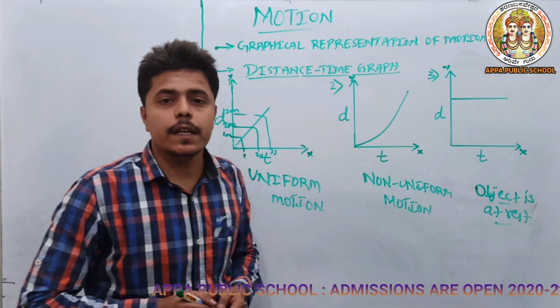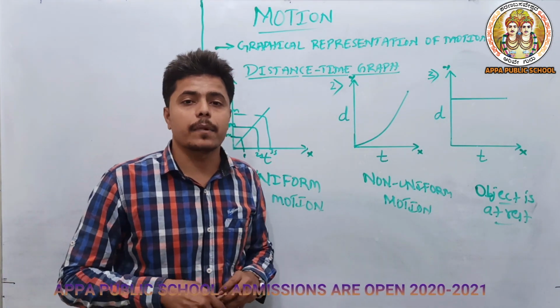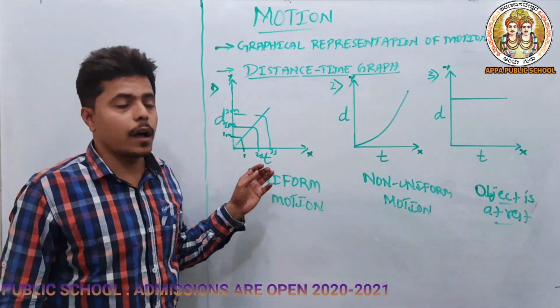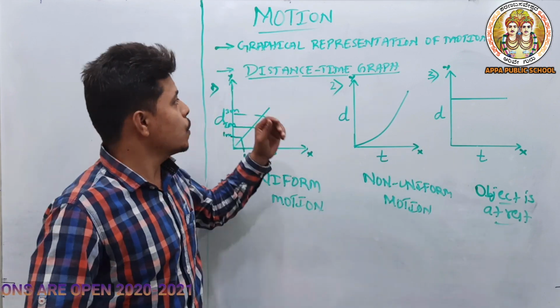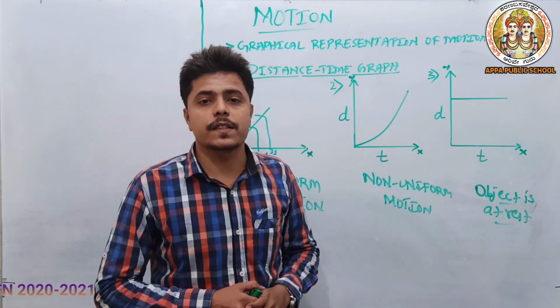So we came across the three different types of distance time graph: the uniform motion graph, the non-uniform motion graph, and the object at rest. These are the different types of the distance time graph.